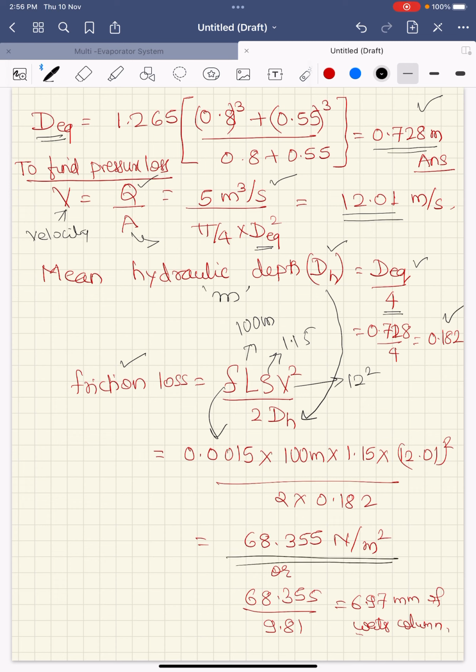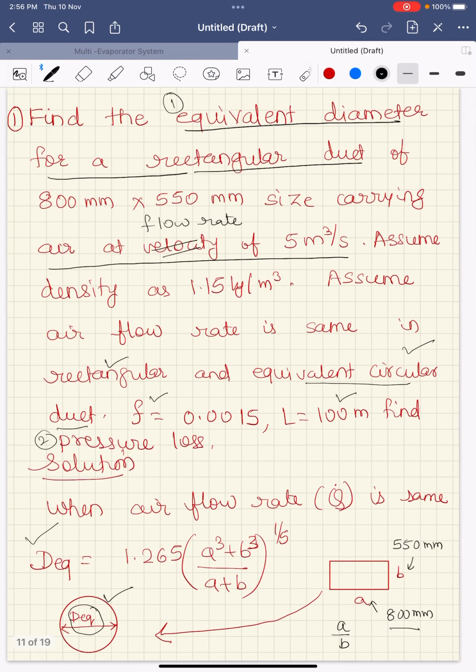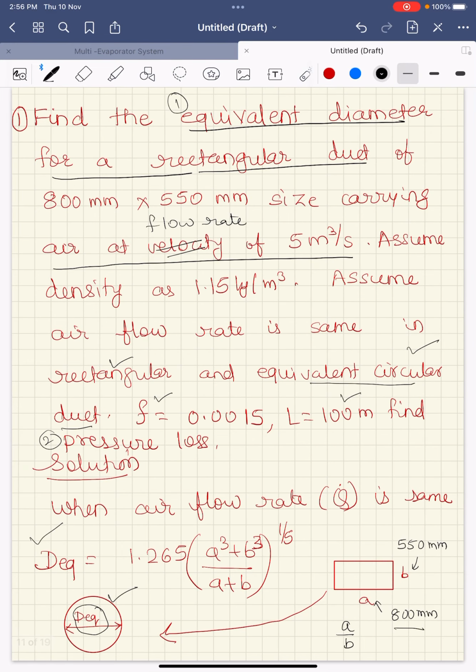The answer would be in newtons per meter square or pascals. If you want the answer in mm of water column, just divide this by acceleration due to gravity, that is 9.81, and you will get the answer in mm of water column, which is 6.97 mm of water column. So this is how we solve a numerical on finding the equivalent diameter for a rectangular duct, and we discussed a case where the air flow rate is the same.